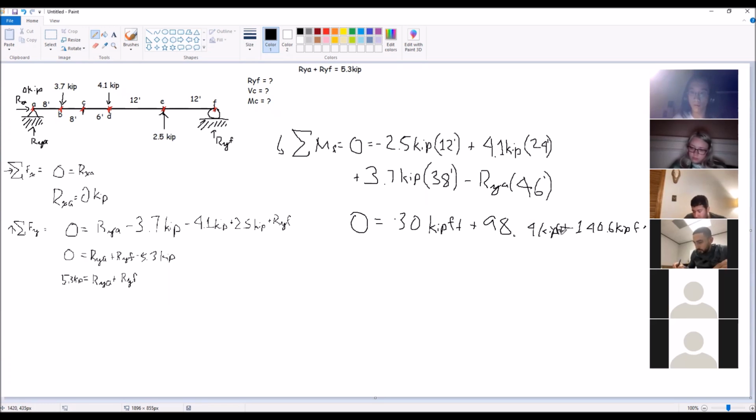We've got a foot right there, and then minus RYA for 6. We're just going to move that to the other side, just going to add it to both sides. So it's going to be positive RYA times 46 feet. Okay. We can just add all this together. So it would be negative 2.5. Or wait, yeah.